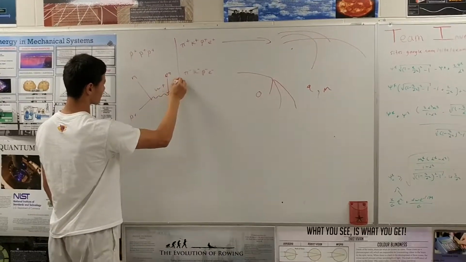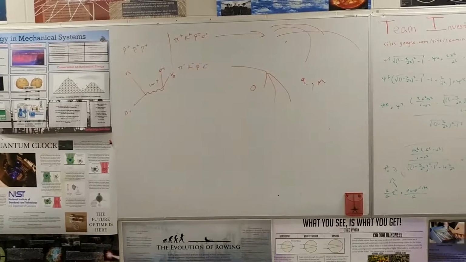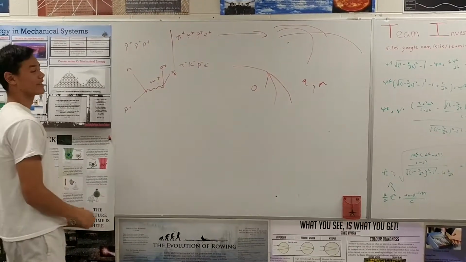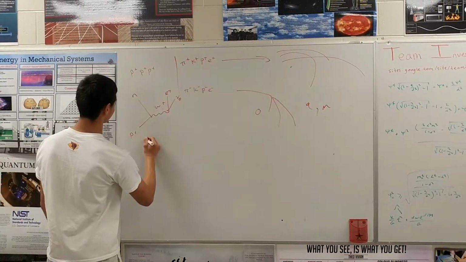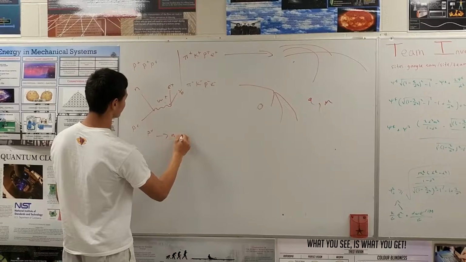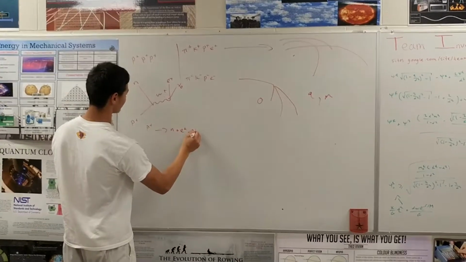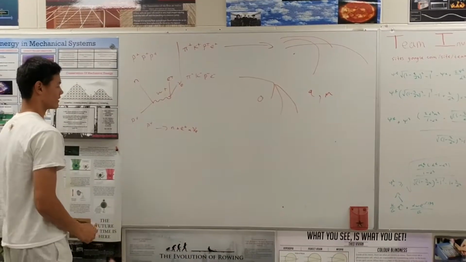So wait, what indications are that it's a weak interaction? What are the main indicators? Well, I was going to explain that. You don't see this part. All you see is that a proton goes in, and then out comes a neutron, an electron, and an electron-neutrino. And if this happens, then you know it's a weak interaction.